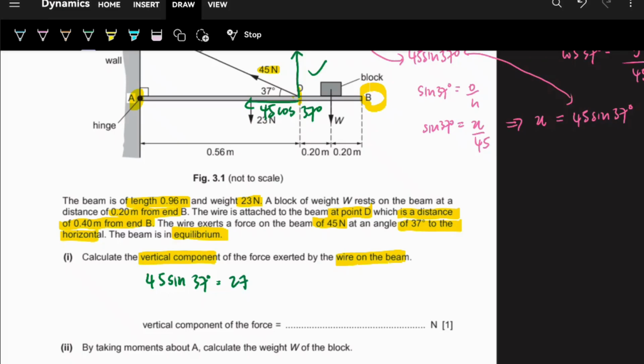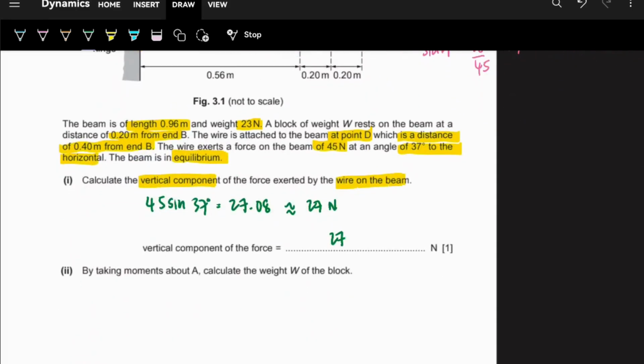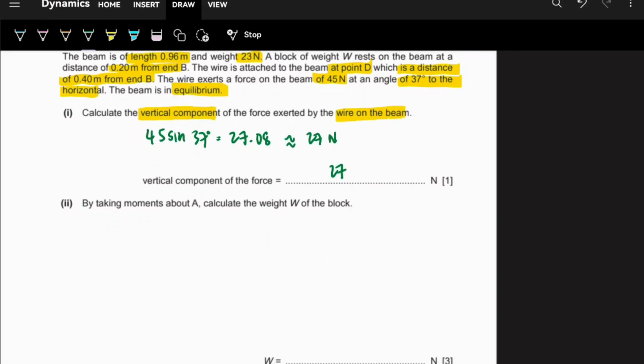So this is 27.08. You can leave your answer to minimum 2 significant figures or 3 significant figures. I'm going to leave it to 2 here. So 27 Newton. The answer is 27. You can put 27.1 also, no worries. Minimum is 2 significant figures. Okay, make sure you have 2.